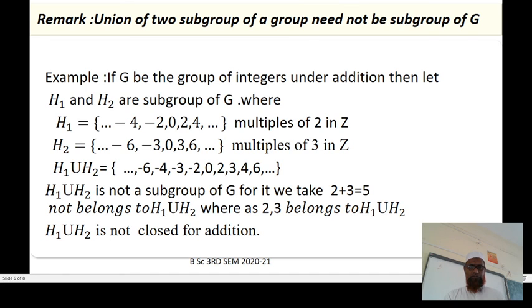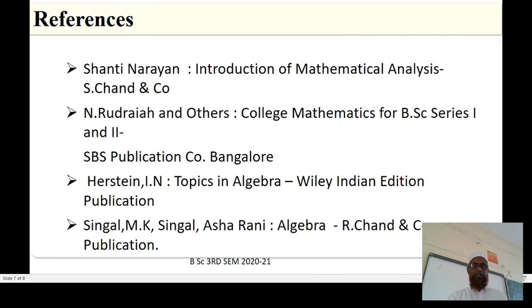For this, if you take 2 and 3 belonging to the union H1 union H2, then 2 plus 3 equals 5 does not belong to the union, where 2 and 3 belong to the union. So this proves that H1 union H2 is not closed under addition.